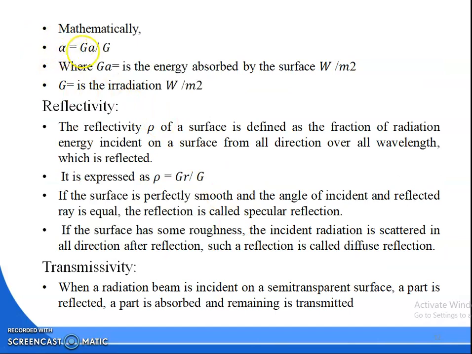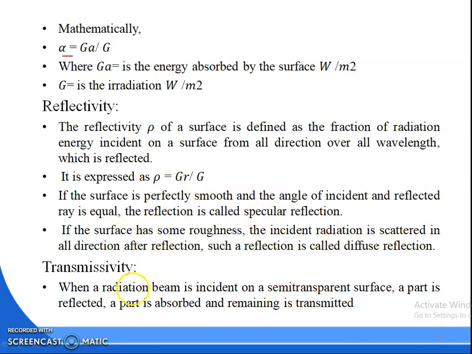So, alpha is equal to G_a by G, that is, the energy absorbed by the surface divided by the irradiation G. That is your absorptivity. What is reflectivity? It is defined as the fraction of radiation energy incident on the surface from all directions over all wavelengths which is reflected: G_r by G, the energy reflected by the surface divided by the irradiation. If the surface has some roughness, then the incident radiation is scattered in all directions after reflection. Such reflection is called diffuse reflection.